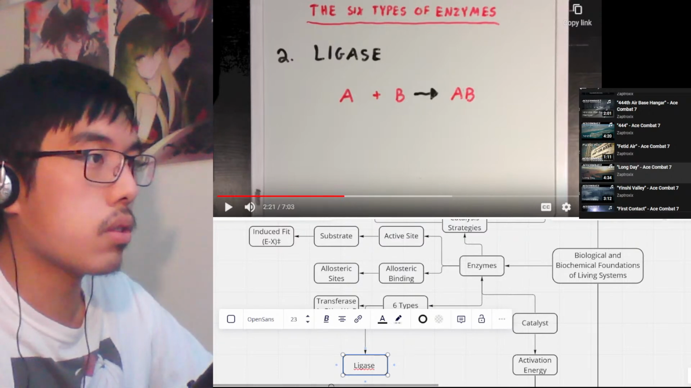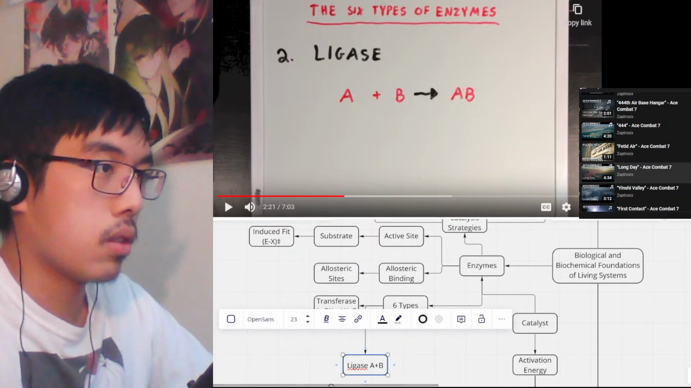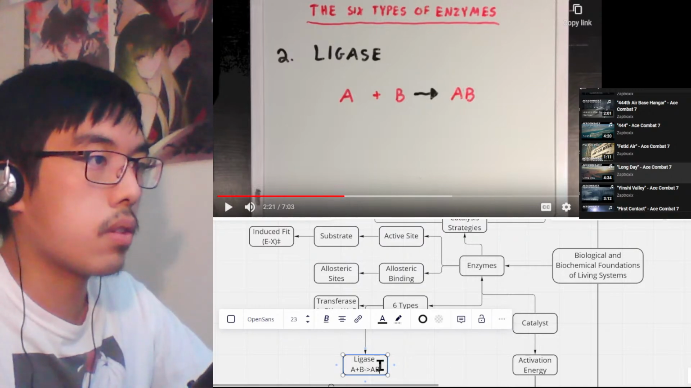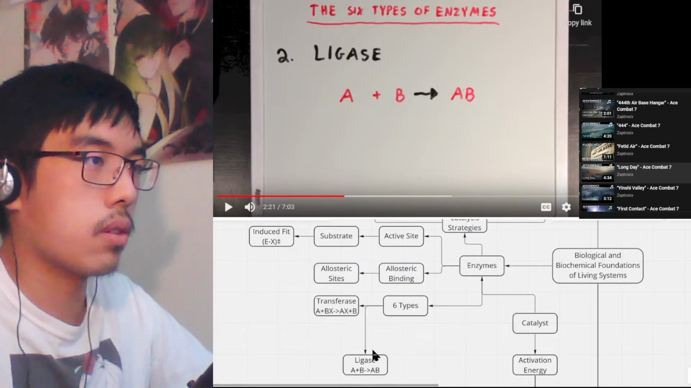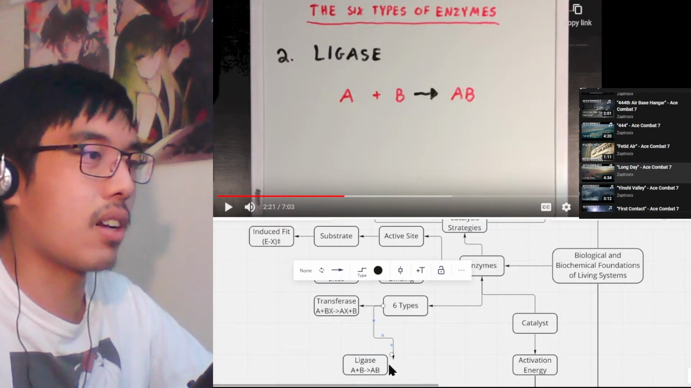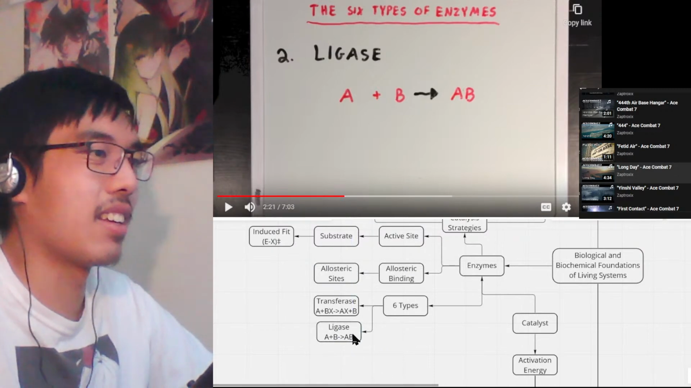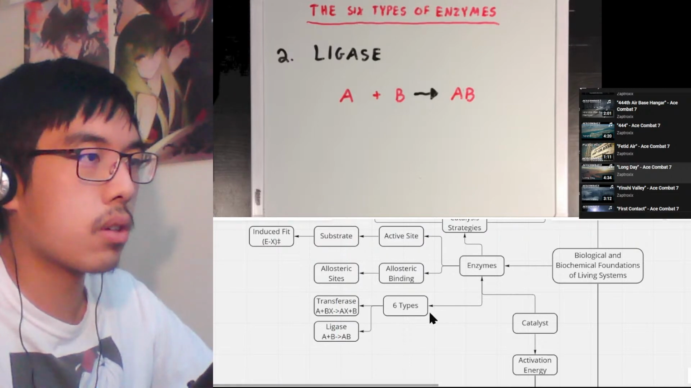Who knows? I guess A plus B becomes AB. Okay, this is actually really helpful. I've never figured out, like, I never memorized the different types. Wasn't even aware that they were limited to 6.